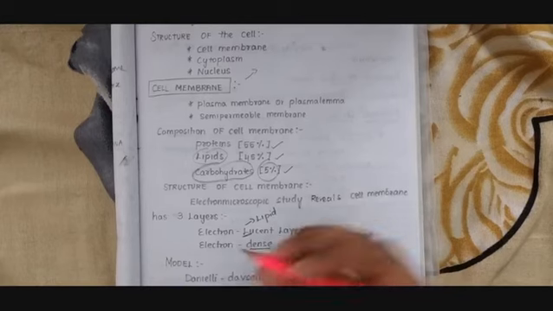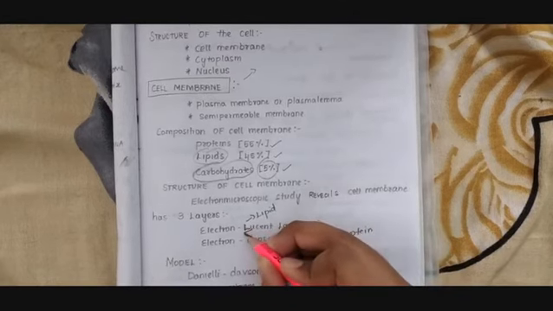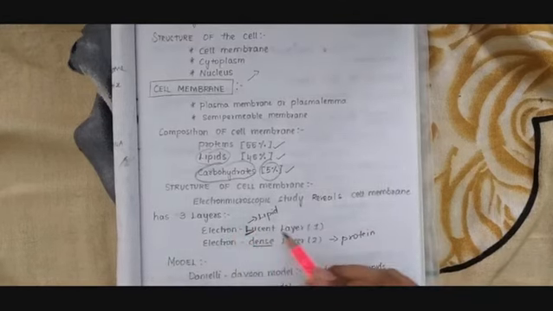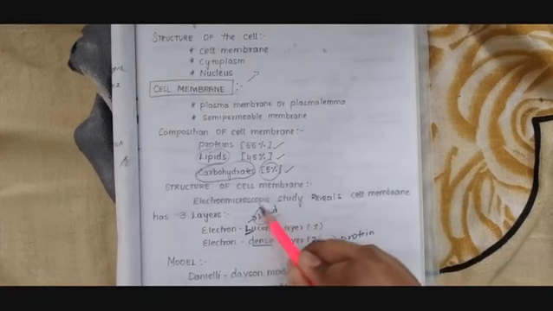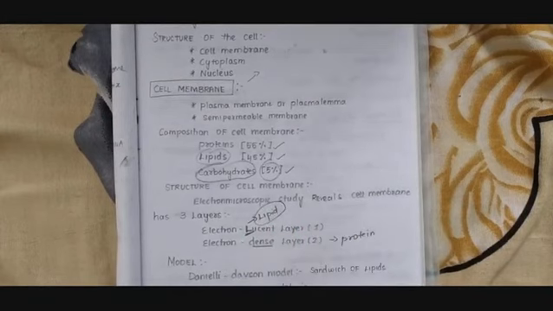Remember this: as it is lucent, it is L. This electron lucent layer is a layer made up of lipid, whereas the electron dense layer is a layer made up of protein.